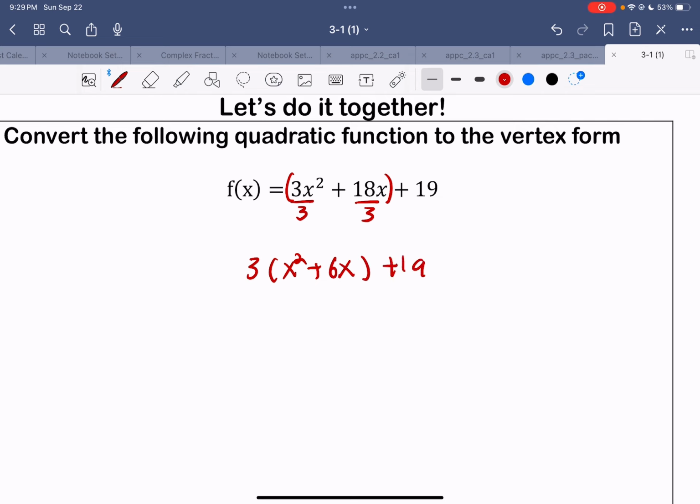Okay, and what should I do? Next step, do you see this number? Make a side note, 6. And always divide by 2. Always, and then square it. 6 divided by 2 is 3. 3 squared is 9. So what I'm going to have is 3x squared plus 6x, plus 9 minus 9. One is going to be positive, one is going to be negative. Okay.